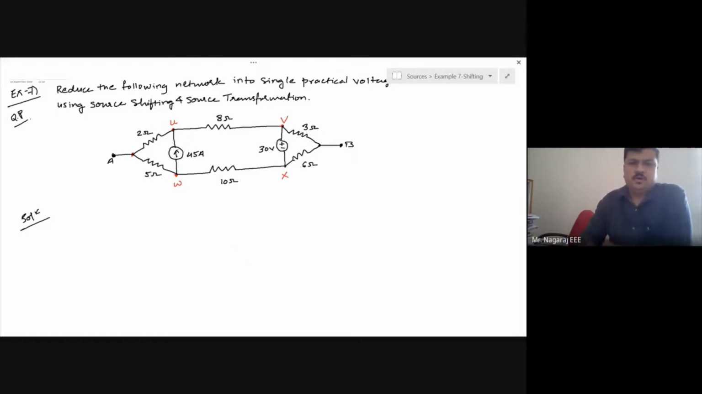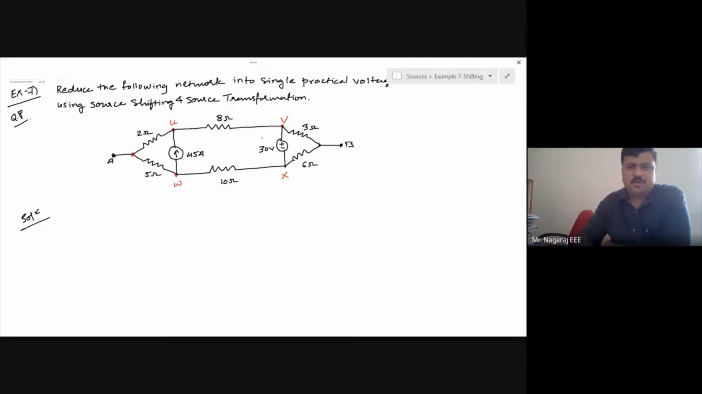Now, this is a 45 ampere current source which has to be shifted across 2 ohm and 5 ohm strictly. Why strictly only across 2 ohm and 5 ohm? Because this 2 ohm and 5 ohm are connected to a common node, terminal A.